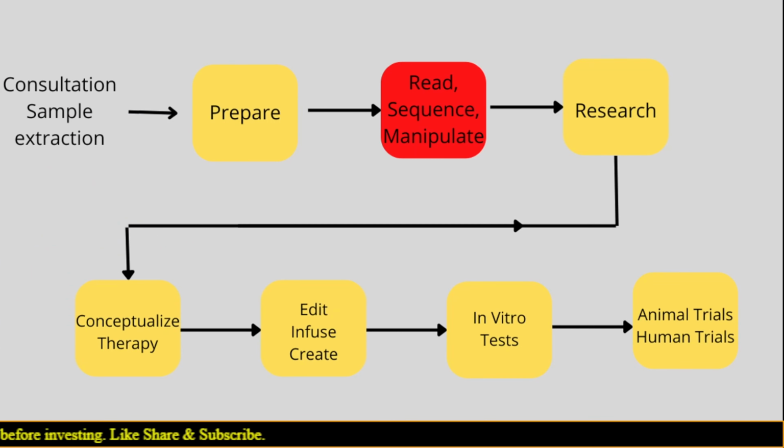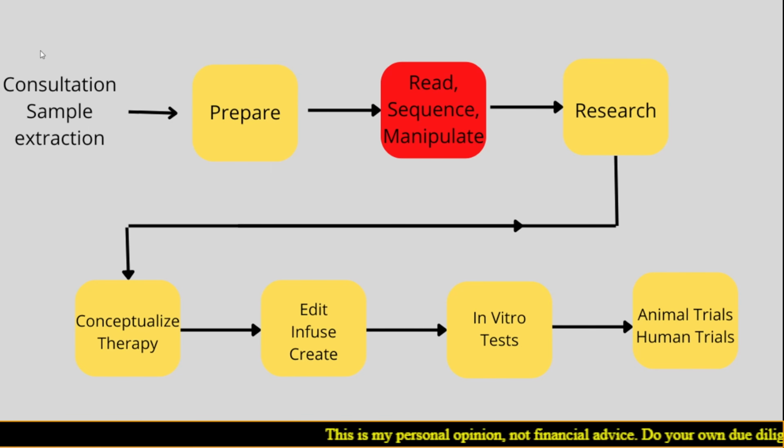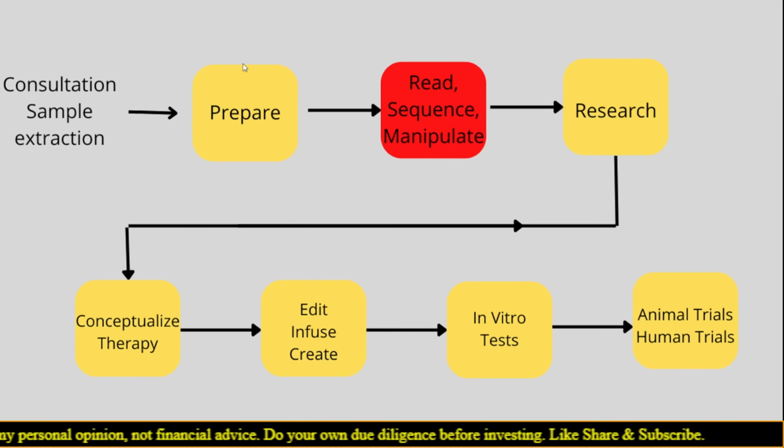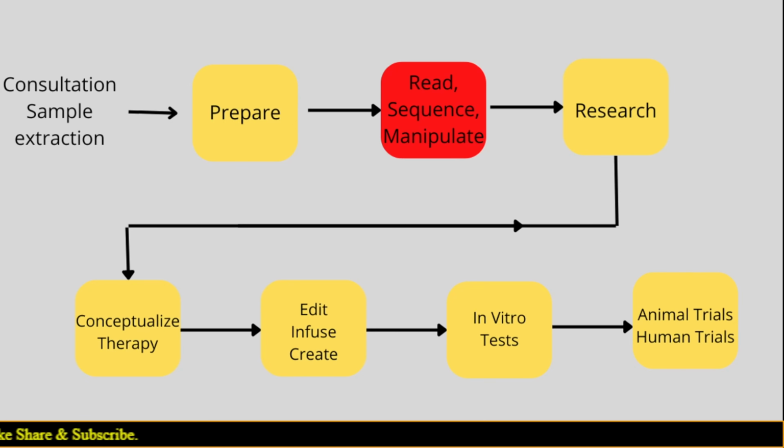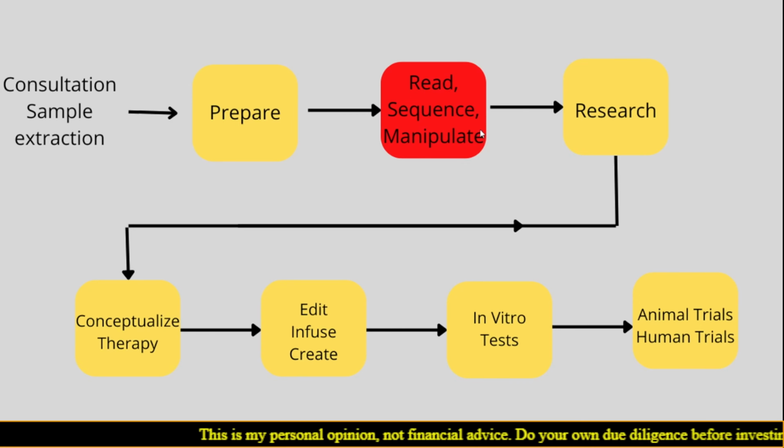So first, let me show you the chart. So here we have the chart in front of us. And you can see that I have started with consultation or sample extraction. So this would all happen in the clinic. And then you have to prepare them. This is where the consumables will come in. And each consumable item is linked to the manufacturer in whose hardware these samples are going to be processed. And in terms of processing, this is where the processing would happen. That could be like reading or sequencing and manipulating.